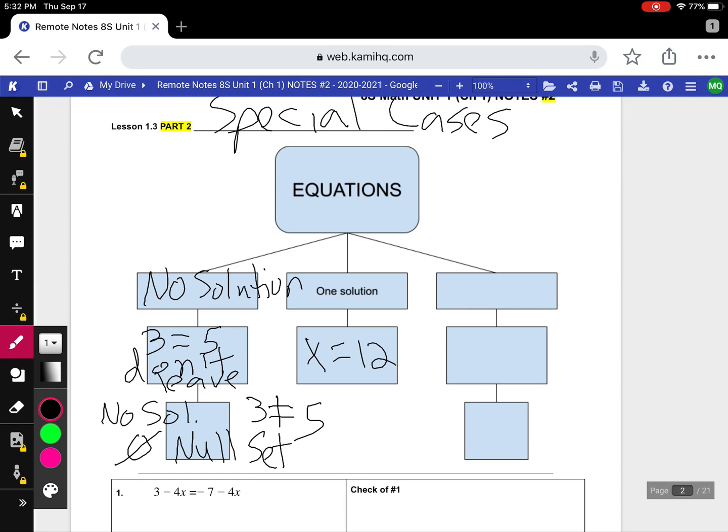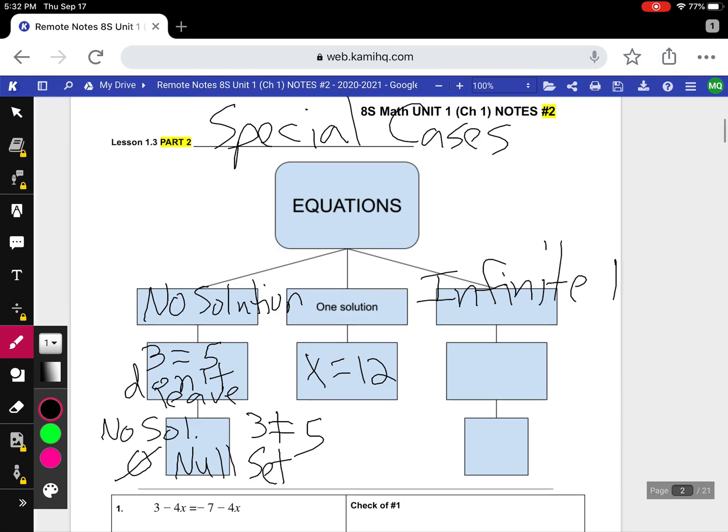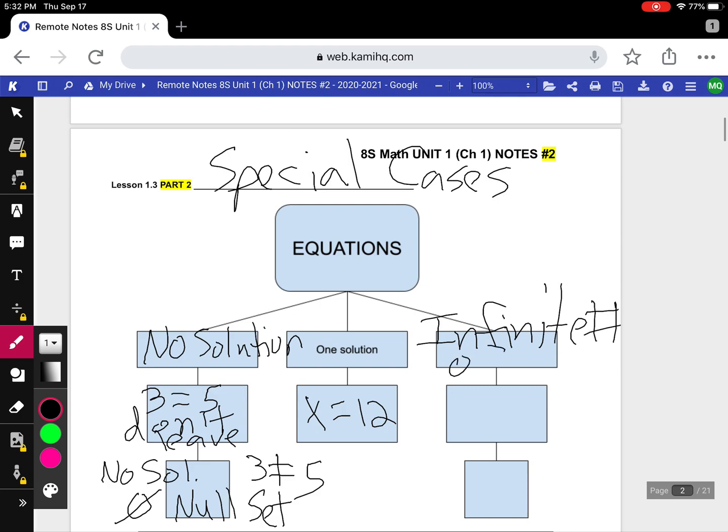In addition to no solution, at times you're going to find that you have an infinite number of solutions, okay? And when that happens, when you go to solve your multi-step equation, you're going to get something that's a true statement, like 7 equals 7, or 10 equals 10, etc. The whole point is that it's a true statement, okay? And you're going to see me call that an infinite number of solutions, okay?